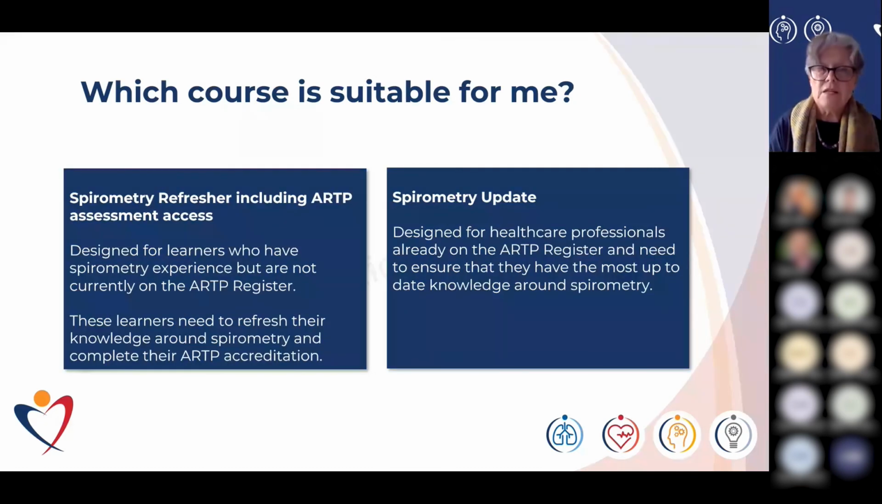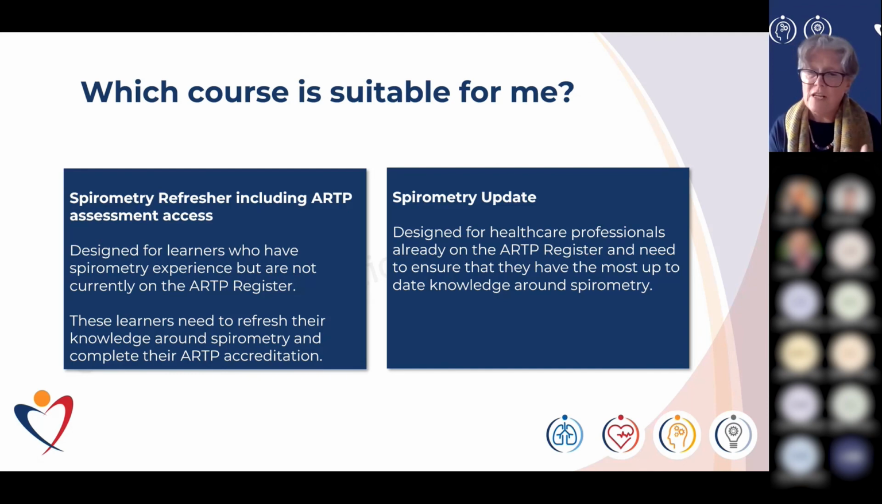They also offer, as I said, the refresher, so that again includes ARTP assessment. So you may have done your training a long time ago and you've come off the register, so you need a refresher and you need then to go back onto the register. So this one would be ideal for you. And of course, there's the spirometry updates. We all embrace updates, don't we?